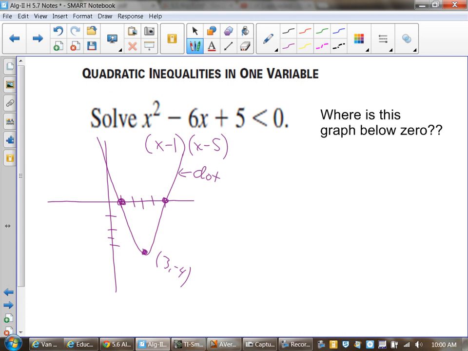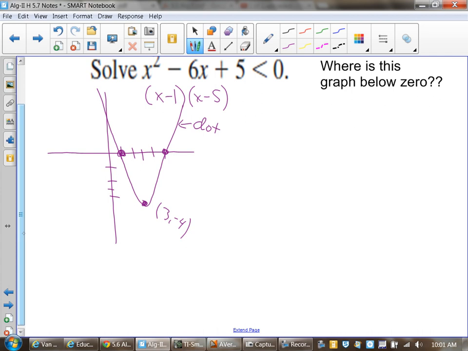All right. Now, where is the graph below 0? Between what values of x? Between 1 and 5. Does it include 1 and 5? No, it doesn't. Why doesn't it include 1 and 5? Because it's a less than. I know that between 1 and 5, this graph is below 0. And it's a less than symbol because it's a dotted line. Does that make sense? I just wrote the word dotted. So if it's a solid line, it's going to be less than or equal to.